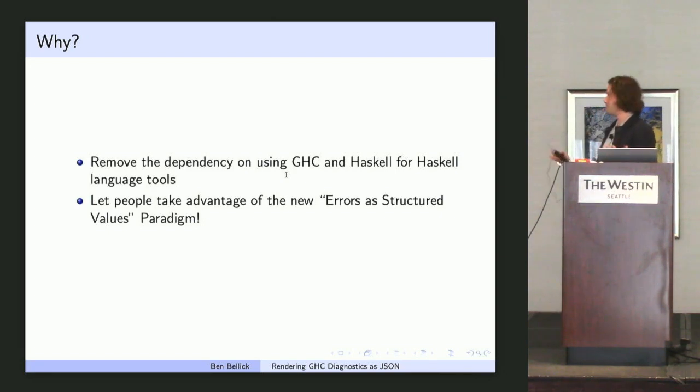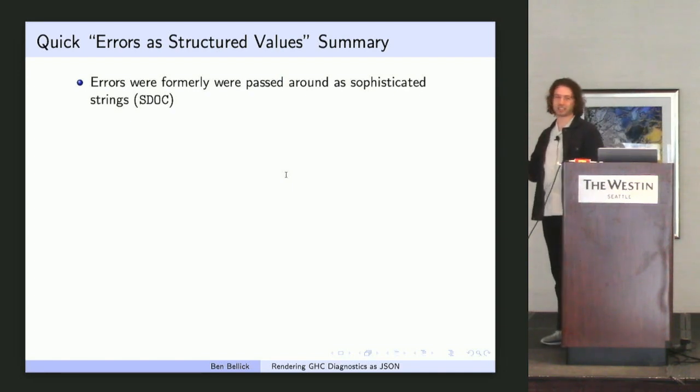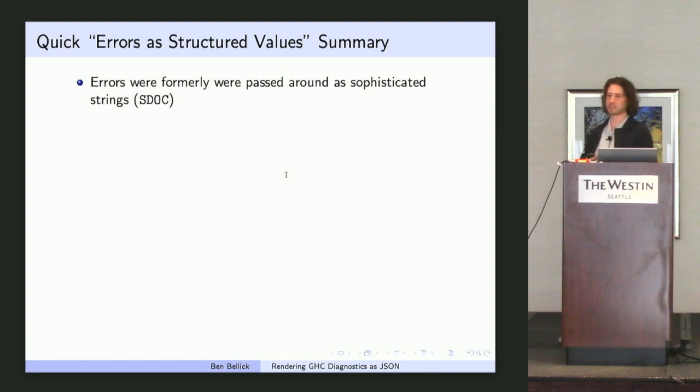The other benefit is generally just to let people take advantage of this new motion to represent errors as structured values. For those of you who are GHC contributors, you might be familiar with what this means, but just to touch on it very briefly, in the old versions of GHC, errors basically used to get passed around as a type called SDoc, which you can really just think of as strings. Essentially, at the call site, a string was produced that described the error, and then it got passed up, which is very easy to do and make new errors willy-nilly whenever you want. But it creates a big problem for actually creating sophisticated Haskell language tools, right?